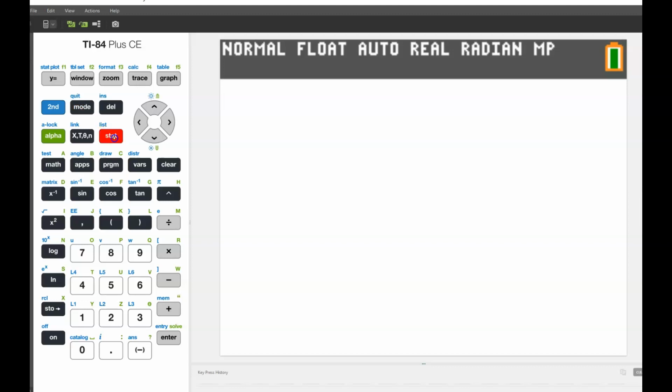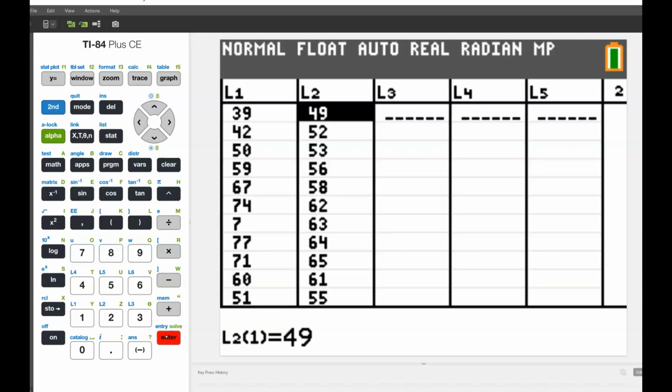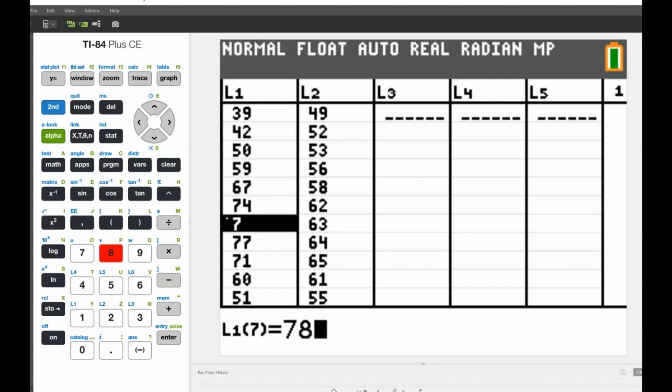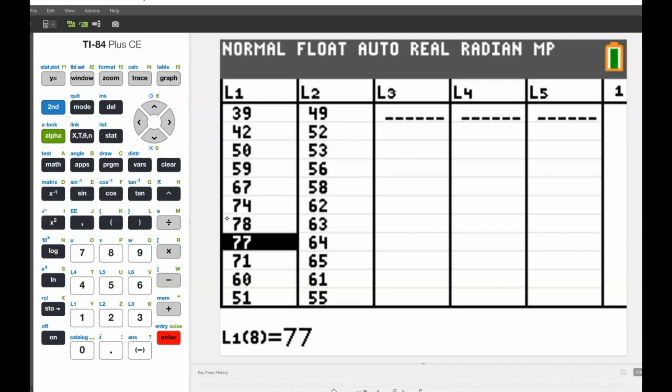I have my data already entered. Those are all of the temperatures. Oops, and even as I'm sitting here, I see one that I did not enter accurately. It looks like that was supposed to be 78 right here. Let me fix that before we move on. 78. There we go.